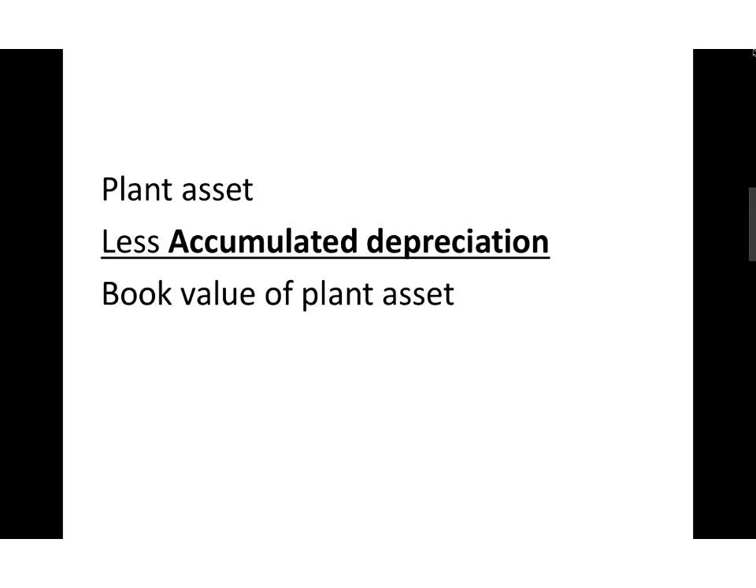Some other definitions we'll need. If we have our asset, the plant asset, so this is the equipment, the building, the parking lot, we subtract something called accumulated depreciation, we get the book value of the asset. You do need to know what book value is, so I suggest everything that I'm writing on this slide you're going to need. Okay, so what's accumulated depreciation?